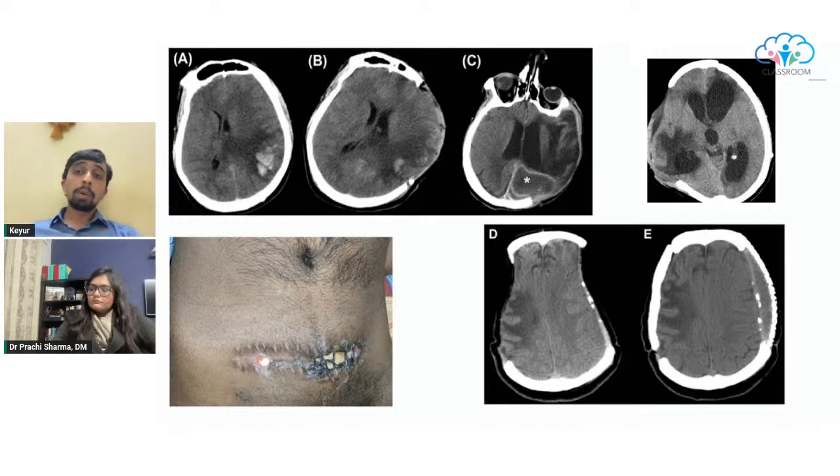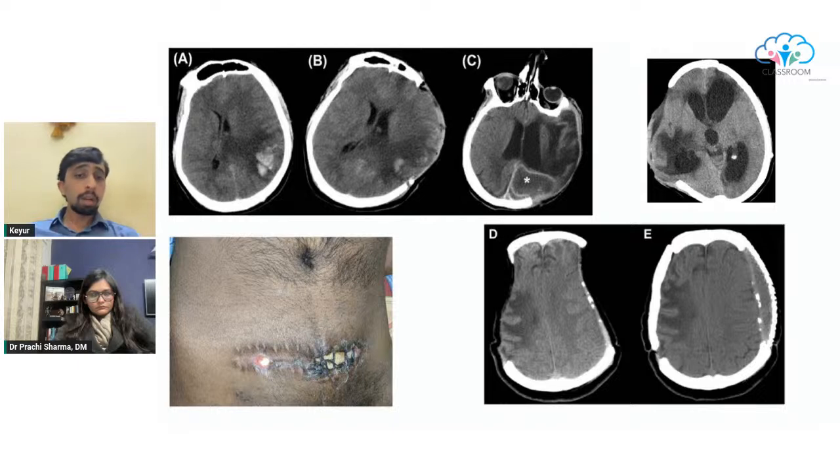This is another example of a right-sided FTP decompressive craniectomy for CVT, and this patient developed hydrocephalus after the surgery. This patient had involvement of the superior sagittal sinus, so that is also one of the important factors which can cause hydrocephalus in a post-operative period at a delayed stage. So this patient underwent a thecoperitoneal shunt followed by replacement of the bone flap.